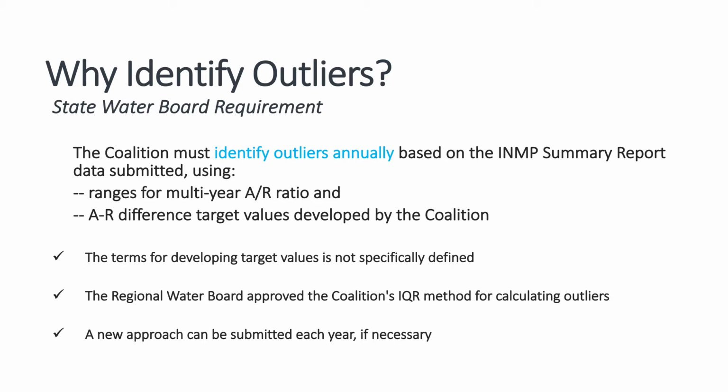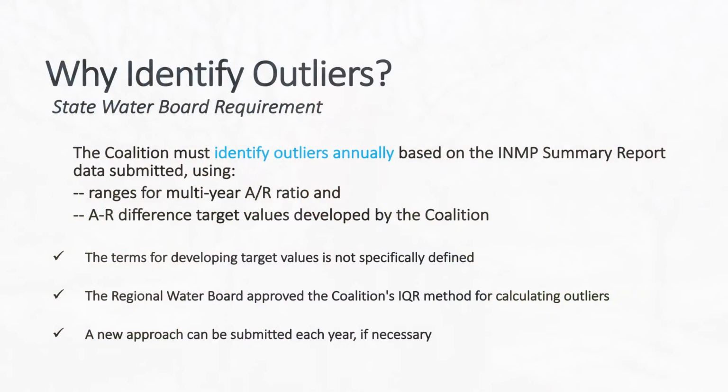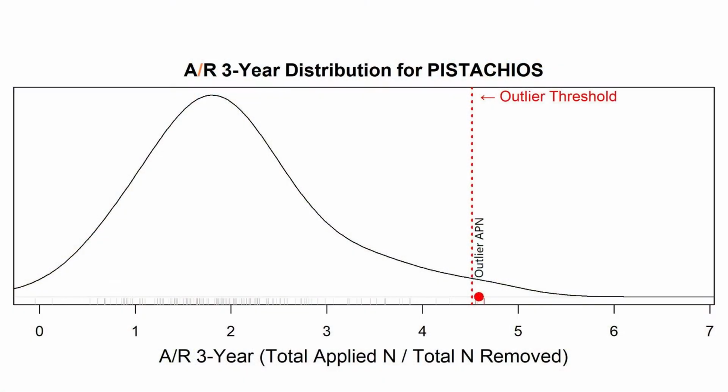So the terms for developing the target values is not specifically defined, so we came up with a statistical approach that identifies fields that are fertilized outside of the normal range that growers are using for that particular crop. And the method that we use is a statistical analysis called the interquartile range, which was accepted by the regional board. And if we need to determine a different approach in the future, we will. But for now, this is the approach being used by the coalition in the Central Valley.